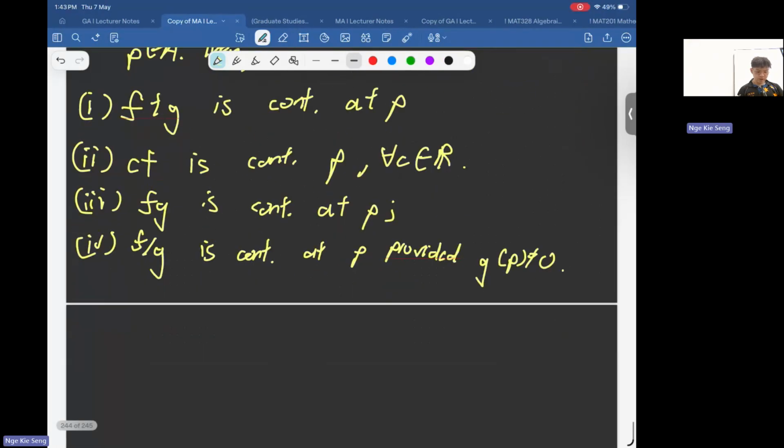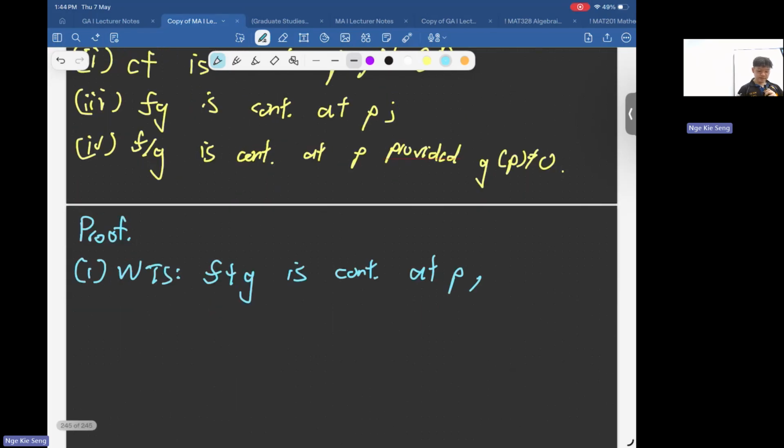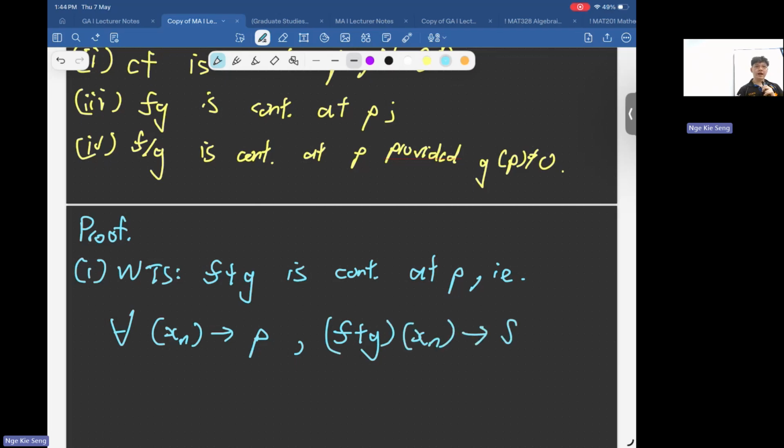So what do we need to do? Maybe I show you one, then you will know what happens here. Why is it very similar to the limit law? Let's write down the proof of one first. What do you want to show? That f plus g is continuous at p. So what does that mean? For every sequence that converges to p, I want to check that f plus g on that sequence also converges to f plus g at p.